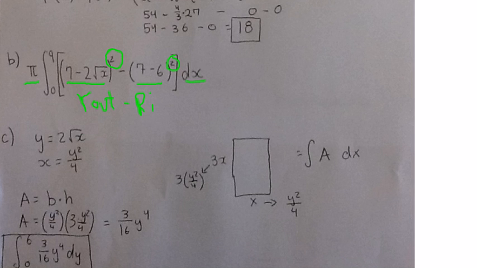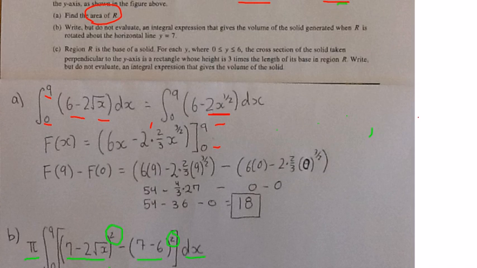For C, the problem says, the region R is the base of a solid. For each y, where y is between 0 and 6, the cross-section of the solid taken perpendicular to the y-axis is a rectangle whose height is 3 times the length of its base in region R. Write, but do not evaluate an integral expression that gives the volume of the solid.